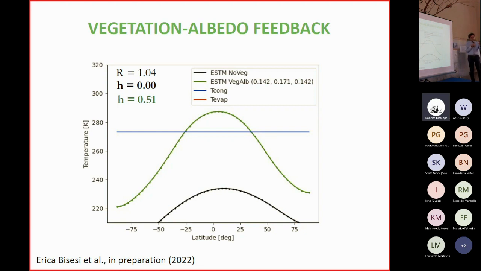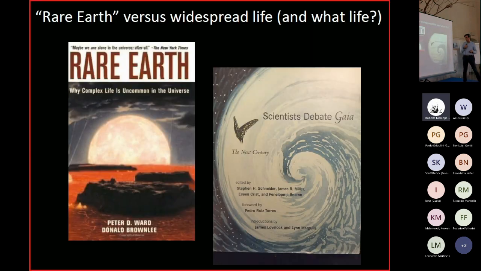So the limit of the habitable zone depends not only on the climate, but also on the fact whether there is a vegetation, whatever vegetation means in that context.